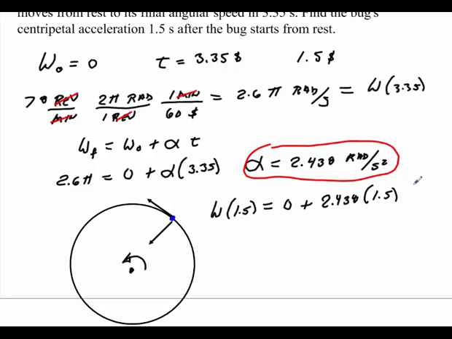We do that, we will find out that our angular velocity at 1.5 is going to equal 3.657 radians per second. We also know that tangential velocity is always going to equal our angular velocity times our radius.